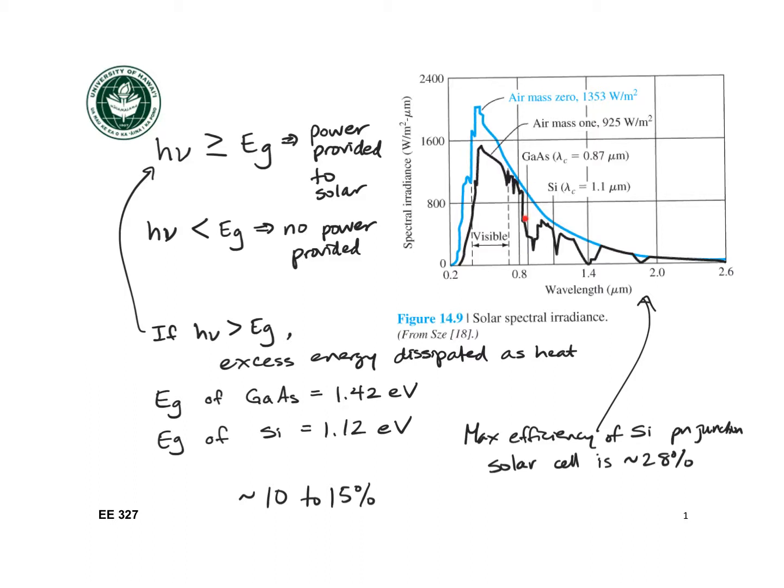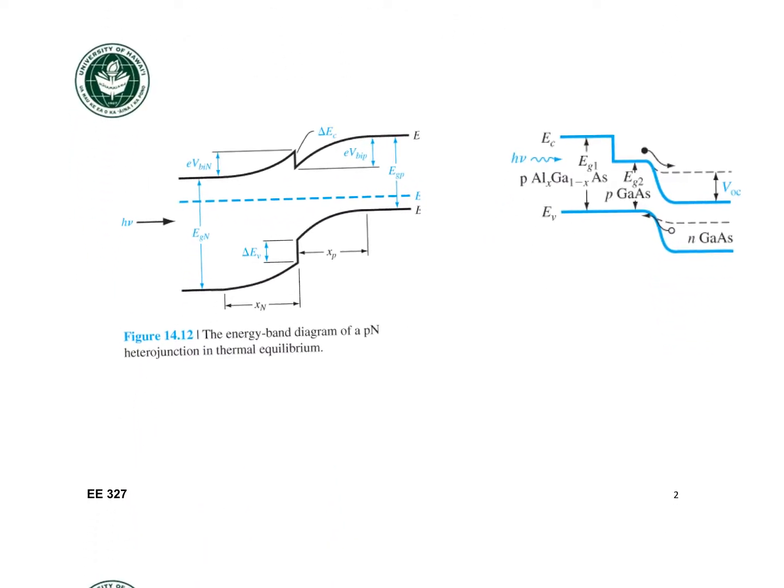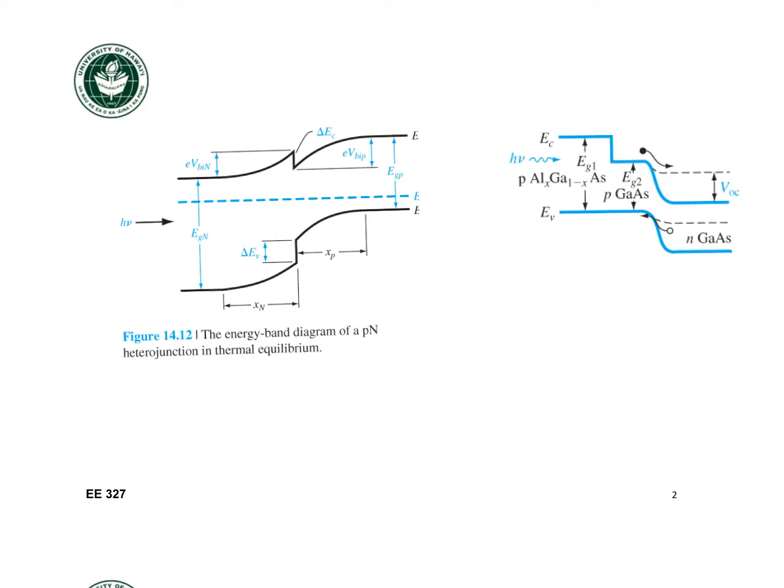Because we see, for example, for gallium arsenide solar cells, they're capturing this portion of the solar spectrum. Silicon is capturing this portion of the solar spectrum. But we're not capturing the entire solar spectrum with either of those two semiconductors. One way that we can capture more of the solar spectrum is using these structures.